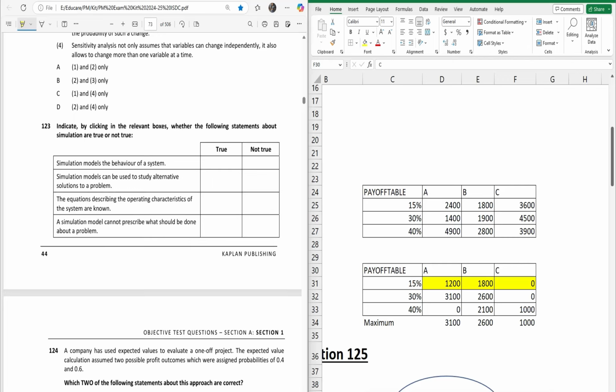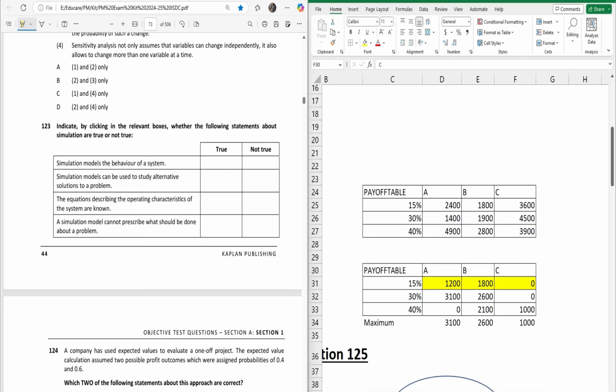True. Now, the second one is simulation models can be used to study alternative solutions to the problem. Again, it's true because it helps us to test different ideas and different strategies to solve a problem, then compare which one is the best. So yes, this is correct again.